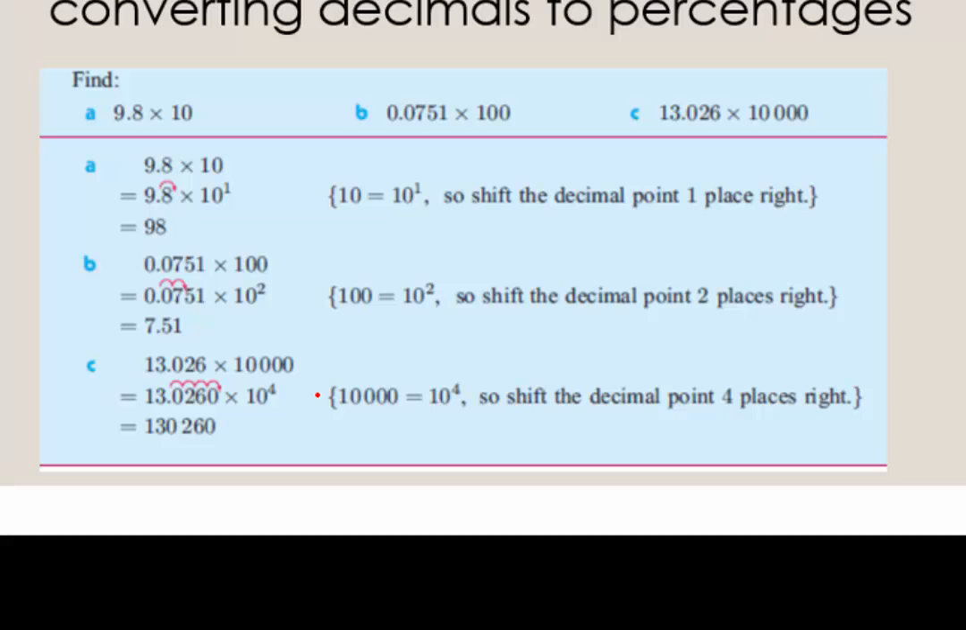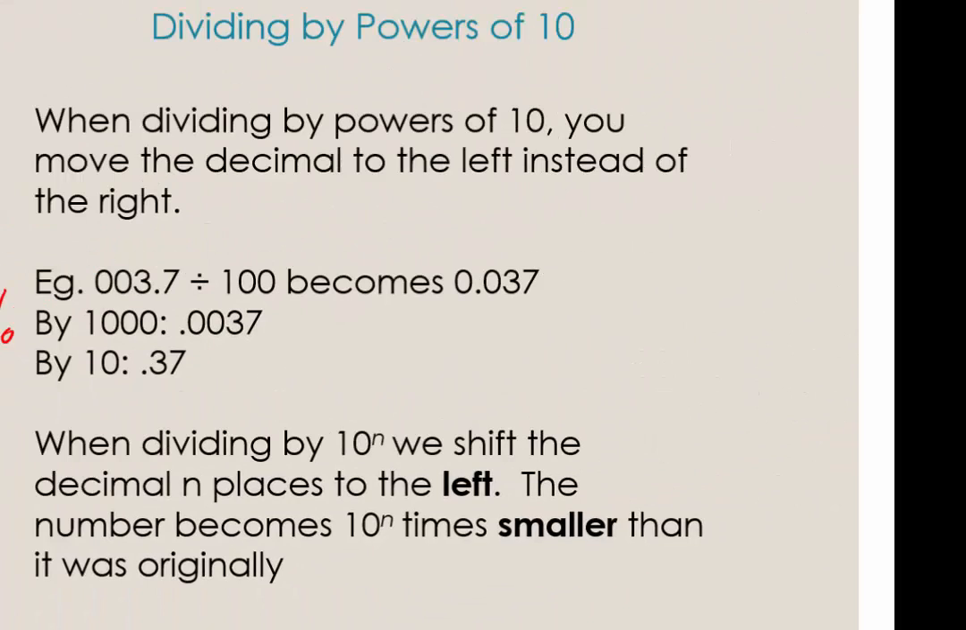So pretty straightforward stuff. When you're dividing by powers of 10, you essentially do the exact opposite. You move your decimal to the left instead of to the right. Okay, so 0.0037 divided by 100, again we have 2 zeros, so we move 2 spots this way, and we end up with 0.000037. By 1,000, move 1 more spot, we get 0.0000037.